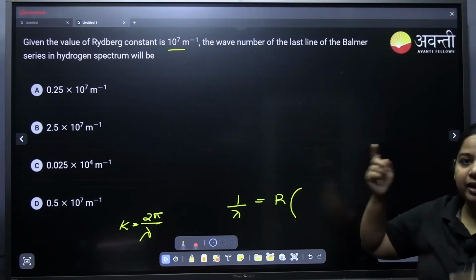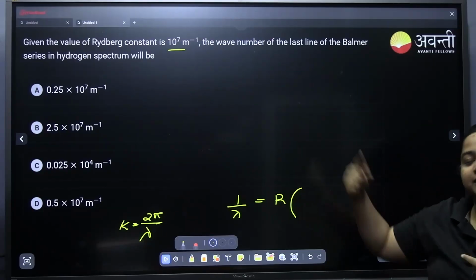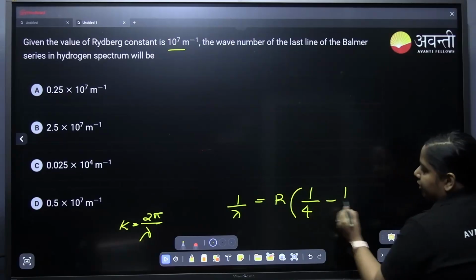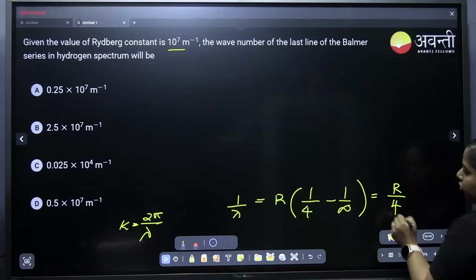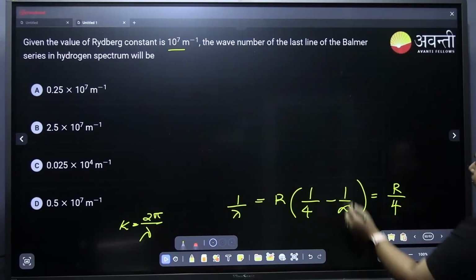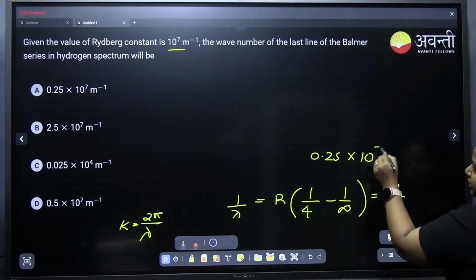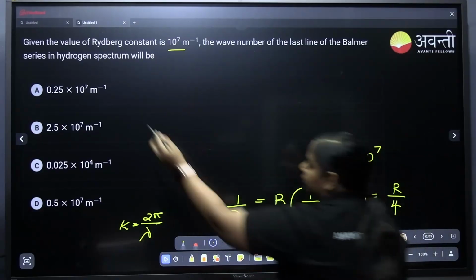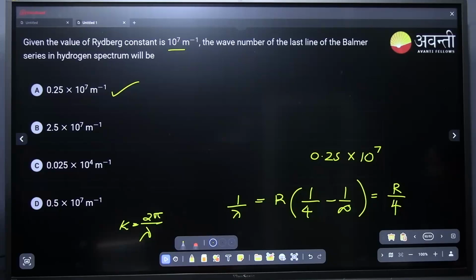For Balmer, n1 equal to 2. So 2 to 3, 2 to 4, the last line will be 2 to infinity. So 1 by 4 minus 1 by infinity. This is 0. So R by 4. 1 by 4 is equal to 0.25, into R which is 10 to the power 7. So answer is option A. Is that clear?